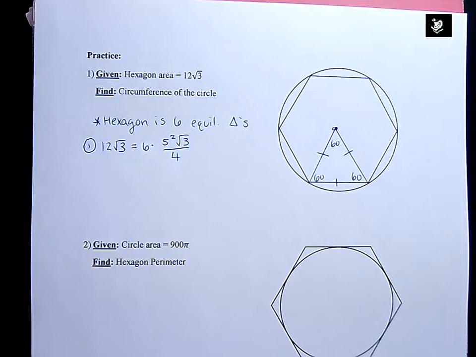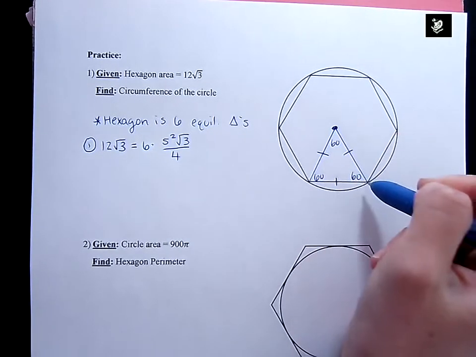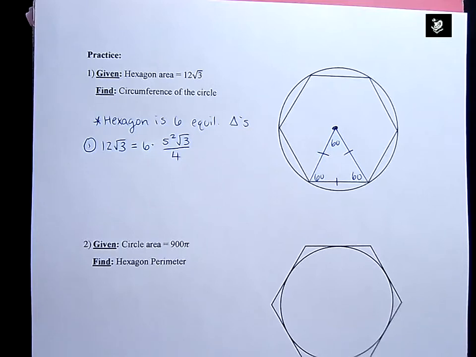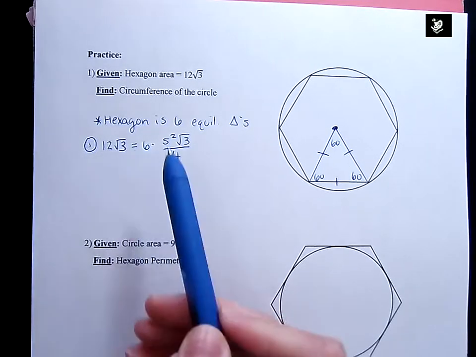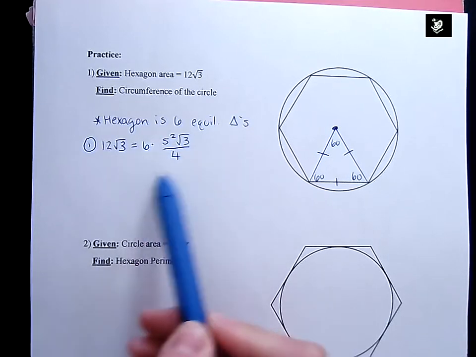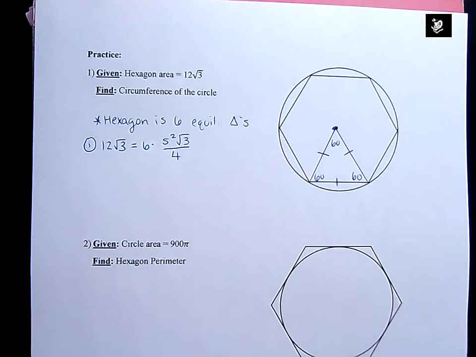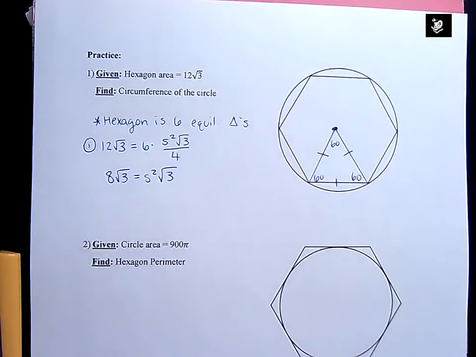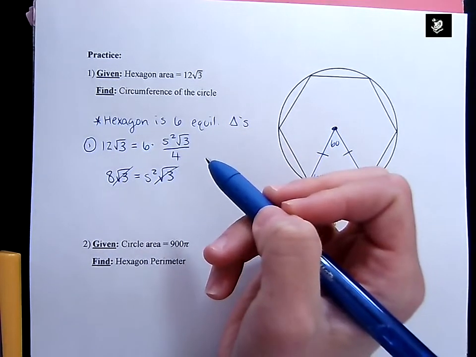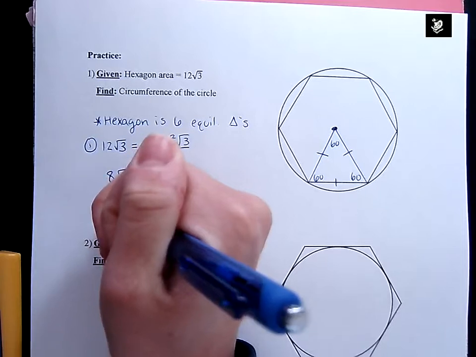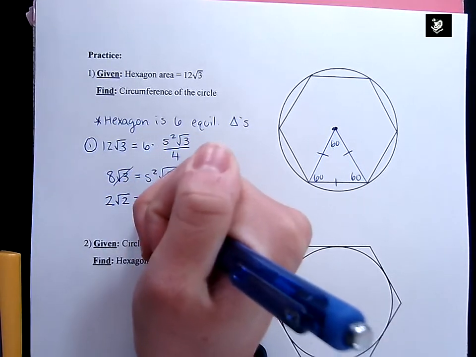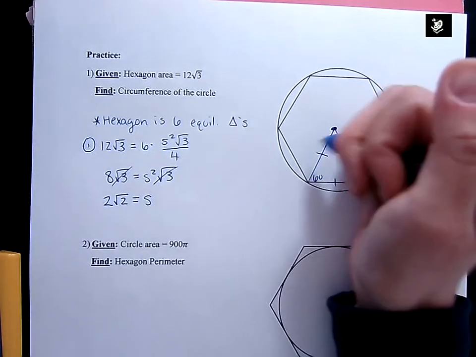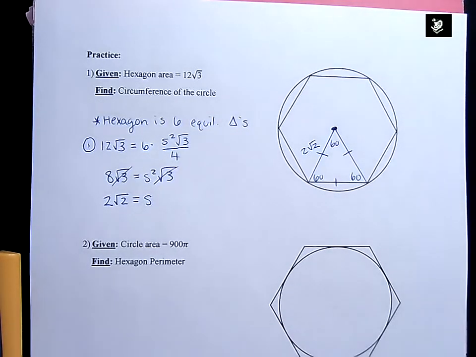Okay, so you'll notice that I drew in the center, and I actually drew in the radii as well to create an equilateral triangle, because remember, a hexagon is 6 equilateral triangles all put together. So if I know the area of the hexagon, I'm going to set it equal to 6 times my equilateral triangle area formula to solve for s. If I divide by 6, I get 2 root 3, times 4, I get 8 root 3. These root 3's actually cancel each other out. And then if I take the square root, I'm going to find that the side of one of those triangles is 2 root 2.